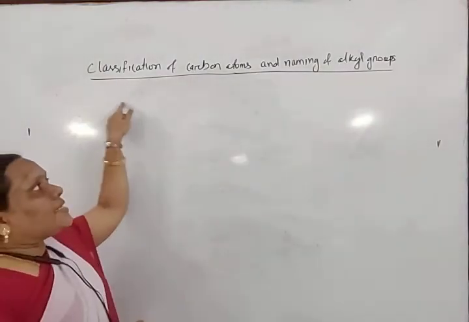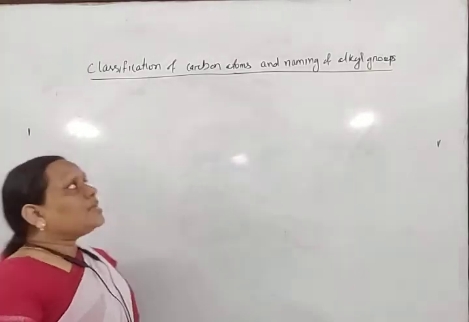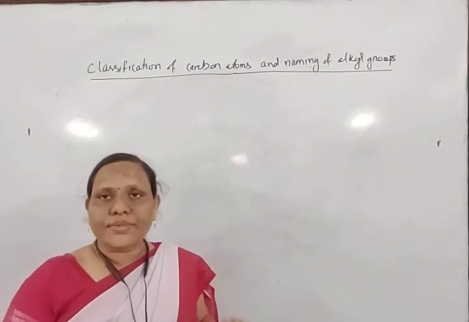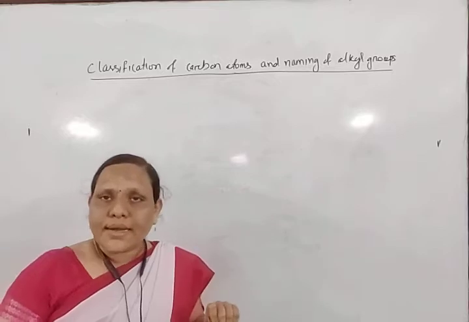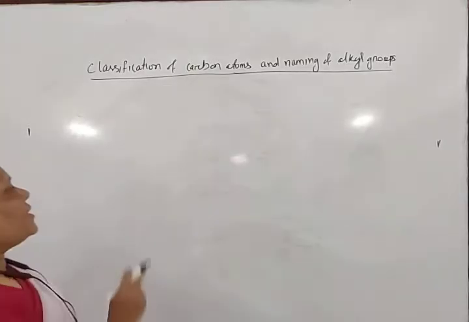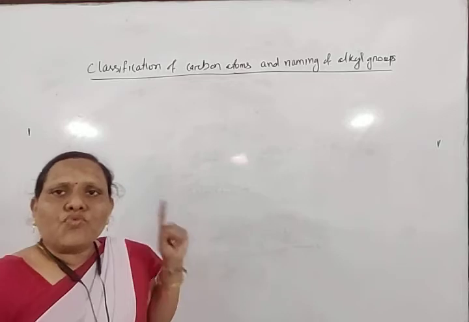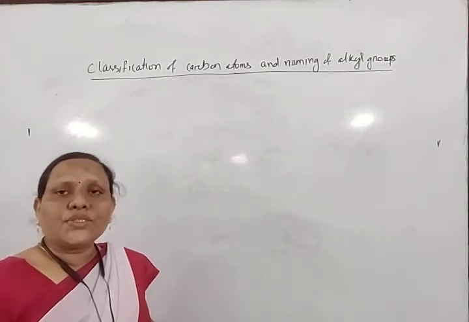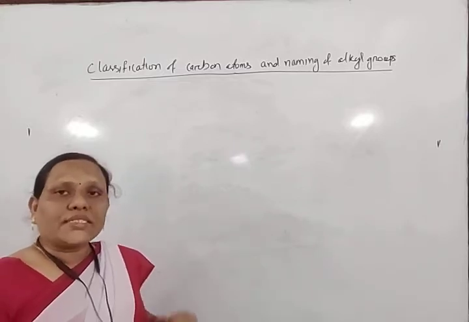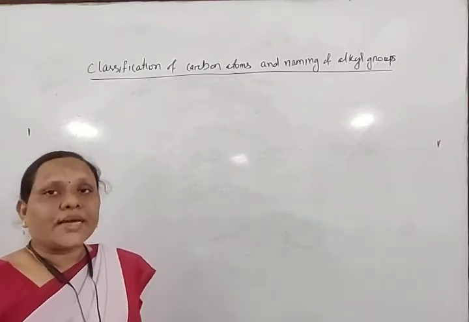Next, we come to classification of carbon atoms and naming of alkyl groups. Carbon atoms are classified into 4 types: primary carbon atom, secondary carbon atom, tertiary carbon atom, and quaternary carbon atom. If a carbon atom is directly attached to maximum 1 carbon atom or no carbon atom, then that is a primary carbon atom.